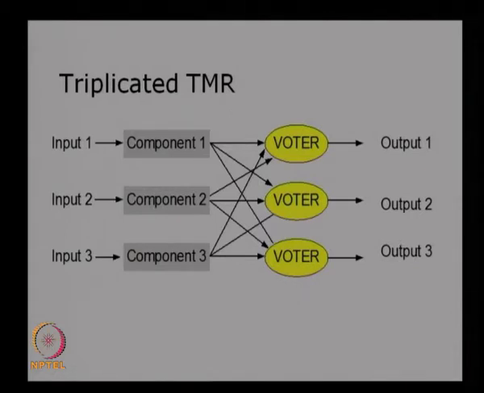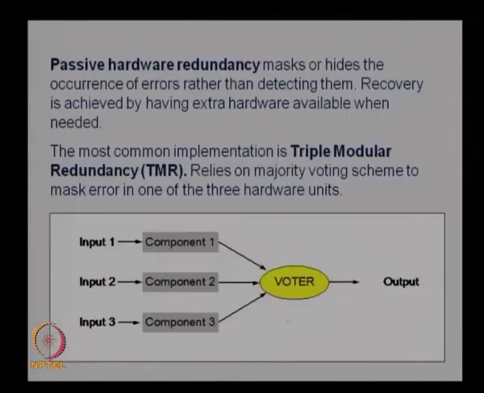Another problem with the TMR, as I mentioned, is that it can mask only a single error. If you want to mask more than one error, we need to increase the number of components. When we say triple modular redundancy, we are talking about 3 components and 1 voter. Instead of triple, we can have N modular redundancy. If you have 5 modular redundancy, then we will have 5 components here, so it can mask 2 errors. Similarly, if you have 7, we can mask 3 errors, and so on.